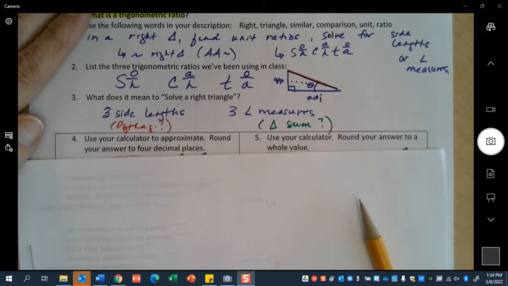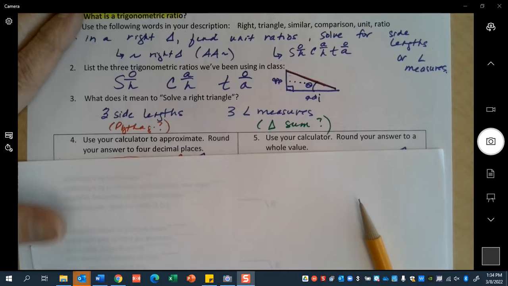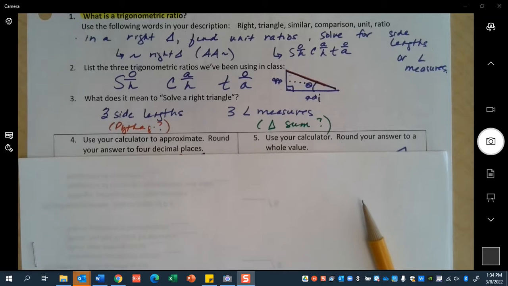Last class, this next question was the hardest one on the worksheet. I got more questions on this one. Kids didn't know how to do it, and it's the easiest one. How come? What are we doing to solve it?